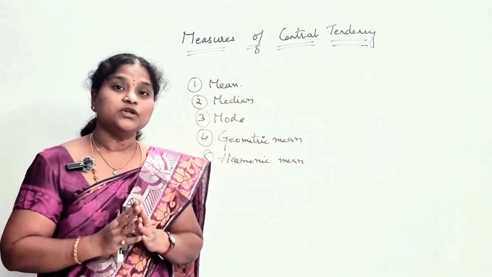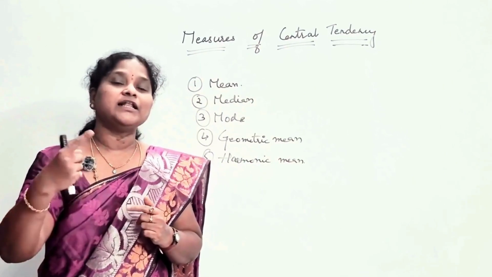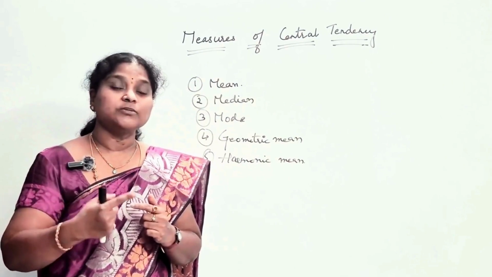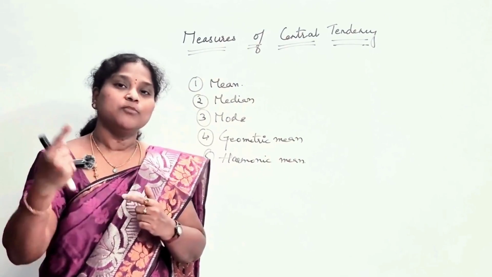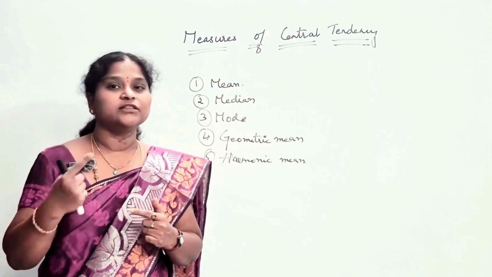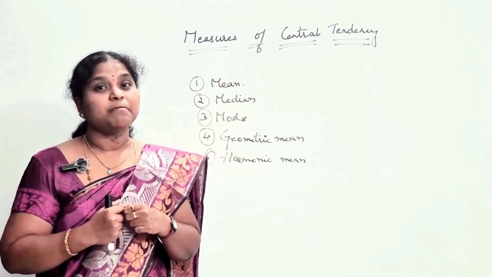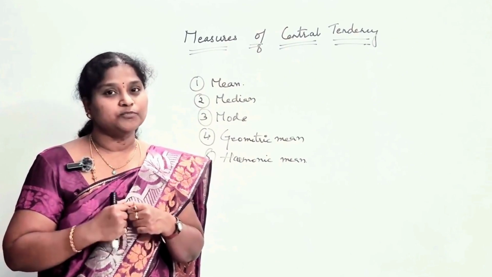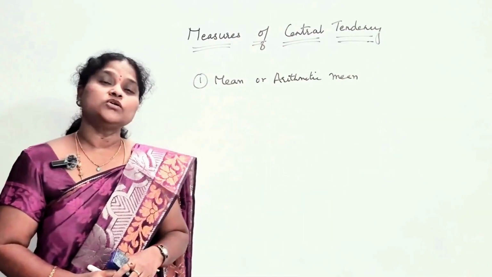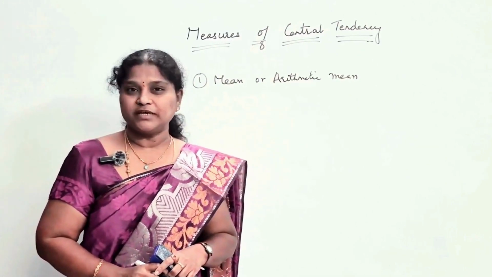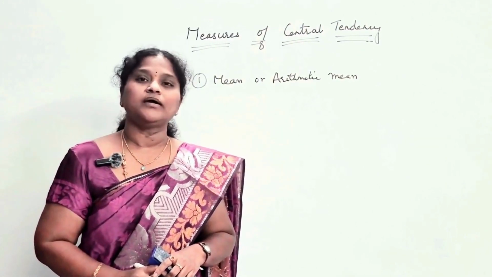It should be useful and applicable for further algebraic treatment. That is, it can be generalized for more and more data that is included in the formula. Then the next one is, it should not be affected much by the sample that we are drawing out of the population. The first and most used average or measure of central tendency is mean or arithmetic mean.